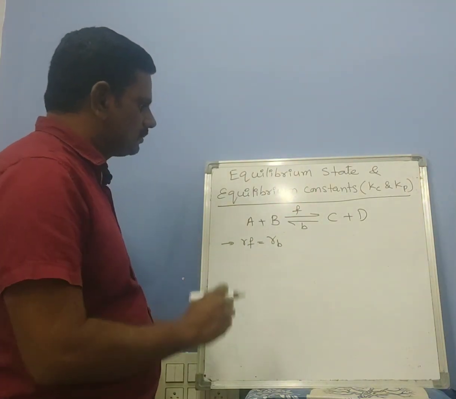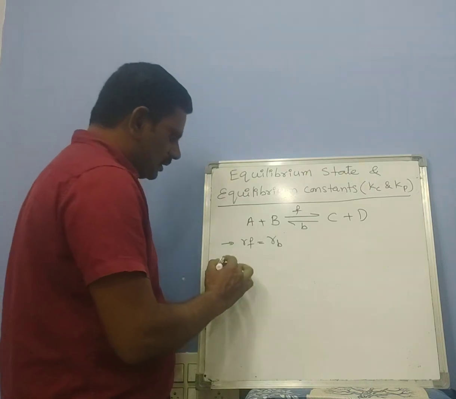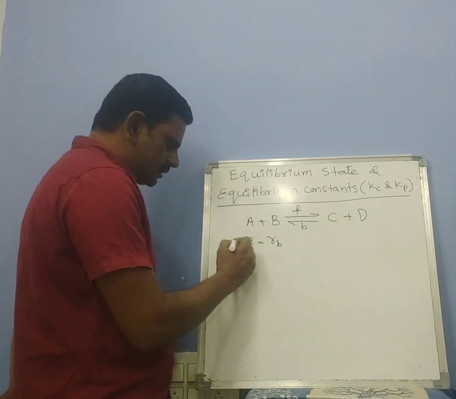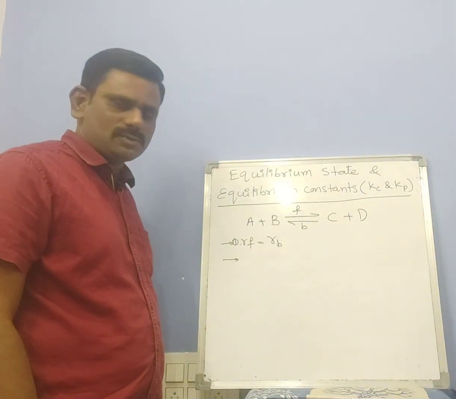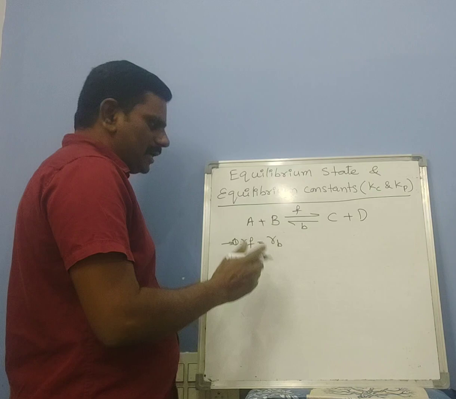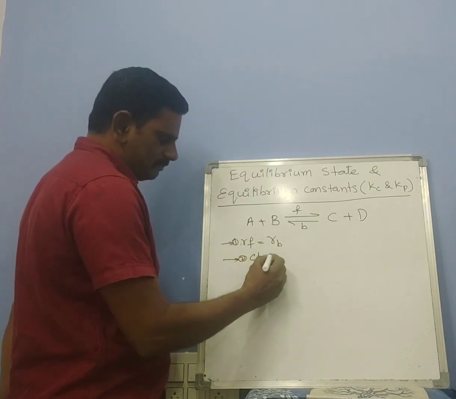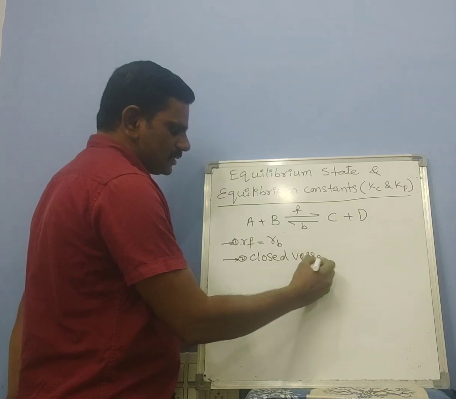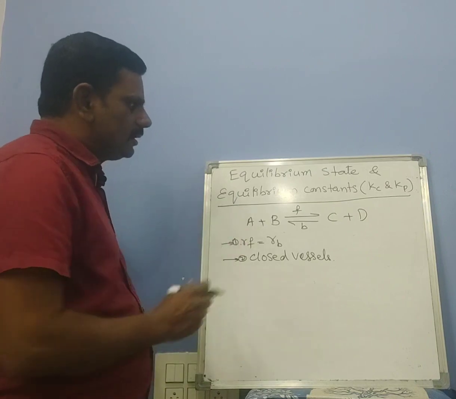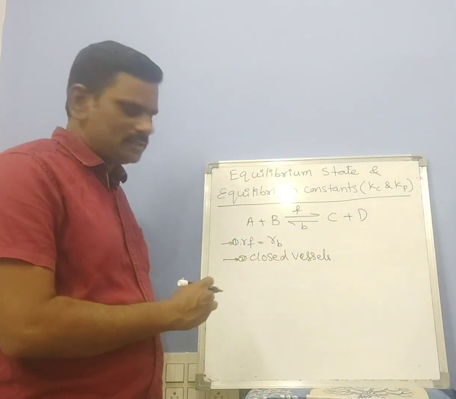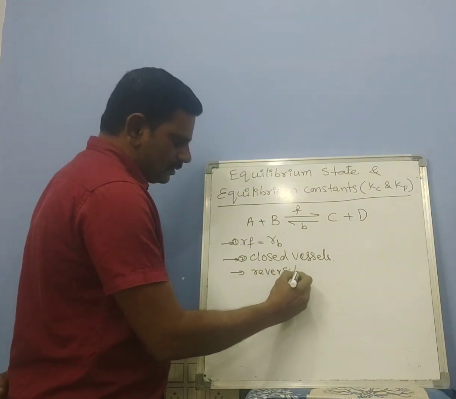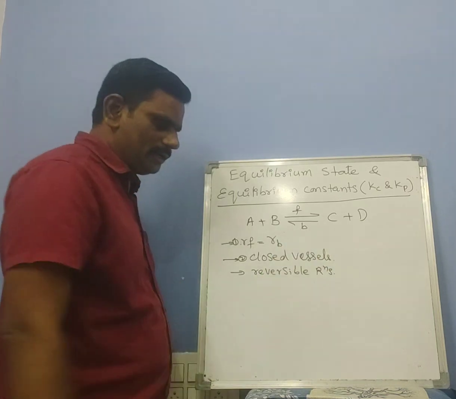So we have some characteristics for equilibrium state. See, what are the characteristics of equilibrium state? At equilibrium state, rate of forward reaction is equal to the rate of backward reaction. Equilibrium state can exist only in closed vessels. Equilibrium state can be possible in reversible reactions.